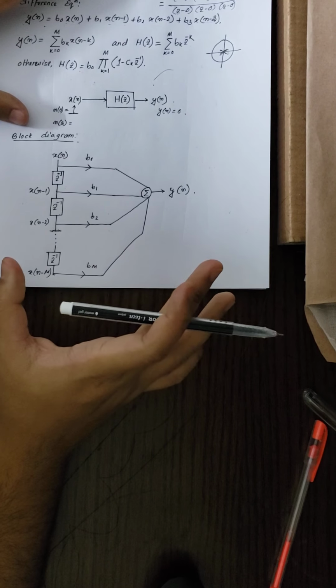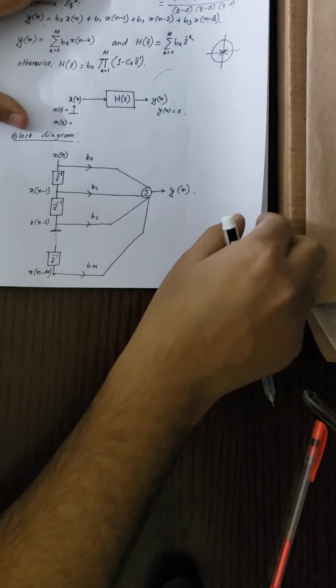Now what will be the case in the IIR filter? Let us look at that. In case of the IIR filter, let me write down the difference equation: summation of bk x of n minus k, minus summation of ak y of n minus k. Here k goes from 0 to capital M, and here k goes from 1 to capital N.